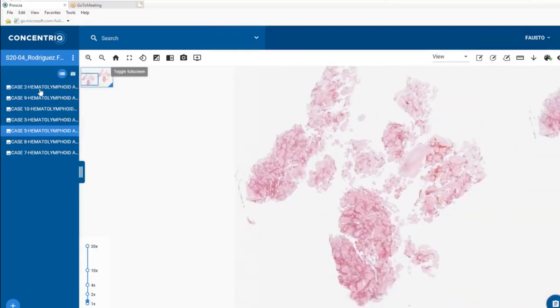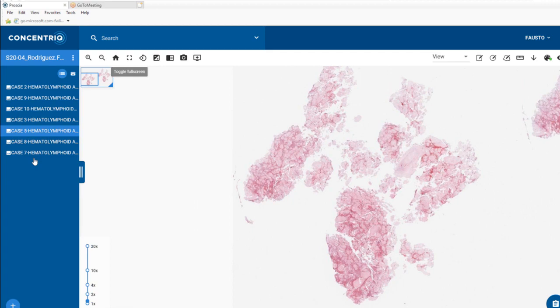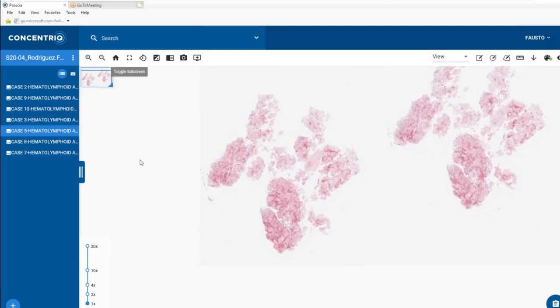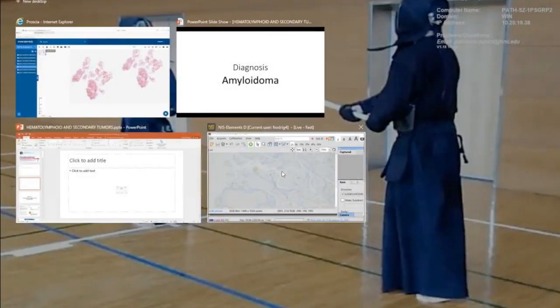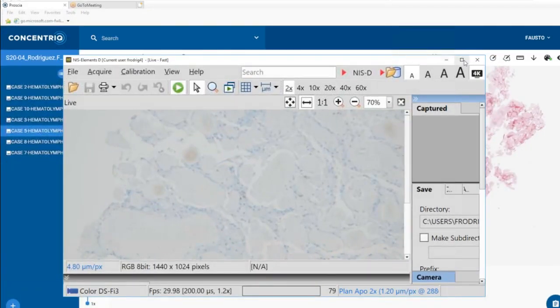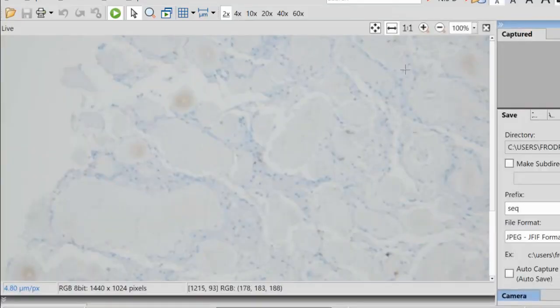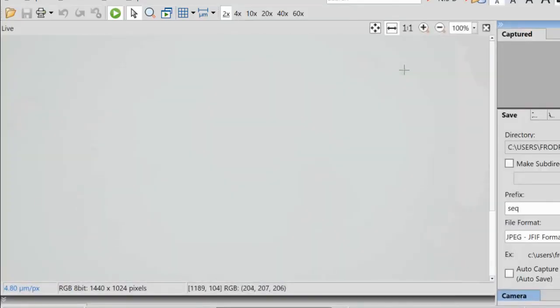Well, this is really playing with me here today. Let's see. They're kind of popping in and out. We may have some problem with the server or something, but again, we can go to the H&E I have.